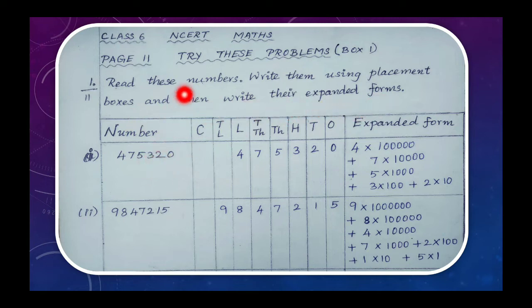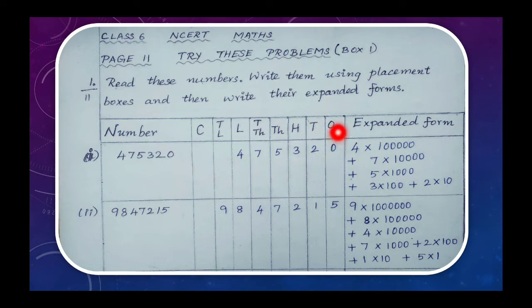It is not given whether we have to read the numbers using the Indian number system or the international number system. So, we choose the Indian number system for our convenience. The first number has 6 digits, 0 in ones place, so tens, 100, 1000, 10,000, lakh. So we have to start reading with lakh: 4,75,320. Now let us allot the digits in placement boxes.